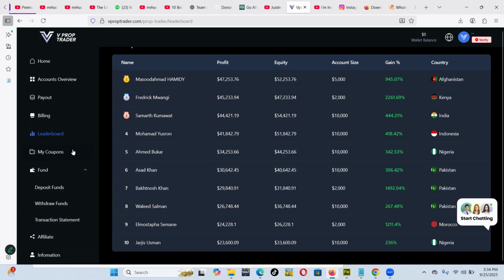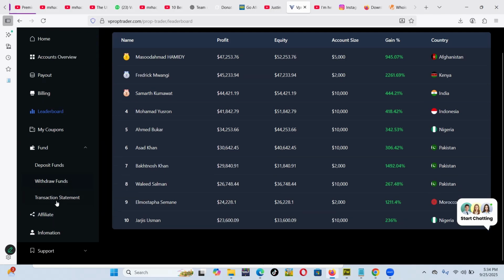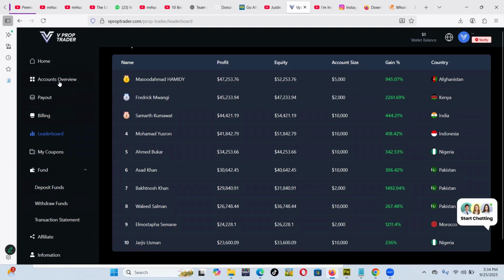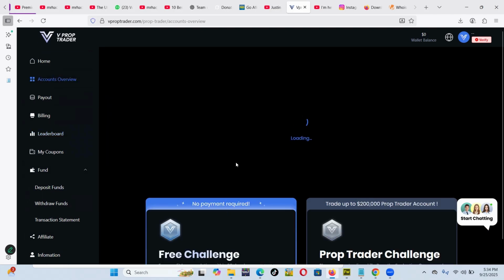My coupons section is there, my funds, the deposit funds. This is where you can add funds from, all that stuff. Withdraw funds, you can withdraw, transaction ID, statement, affiliate. If you want to promote this platform, you can go on affiliate and you get the code or the link that you can use to share, and you get a commission. Okay, let me go back.